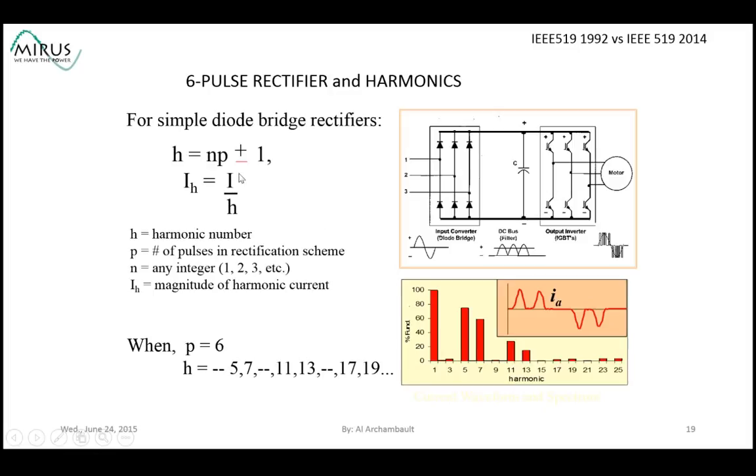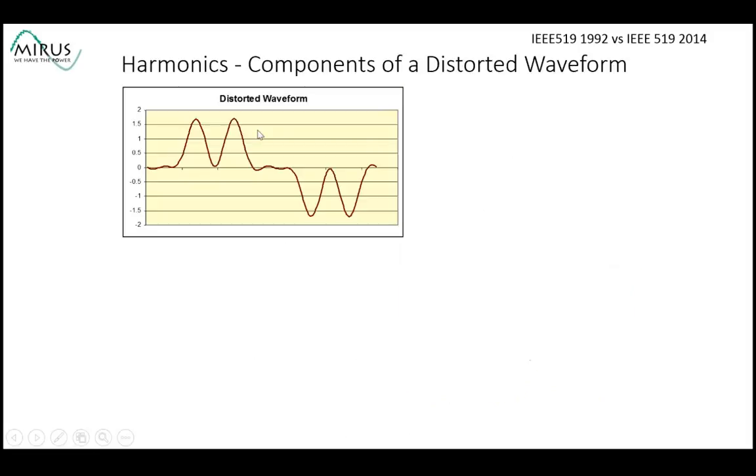The next one is the 7th, or 420 hertz, and its amplitude. If I put the digit 2 in there, I get 2 times 6 is 12, minus 1. The next one is the 11th. 2 times 6 is 12, plus 1. The next one is the 13th. So here's the current signature waveform.